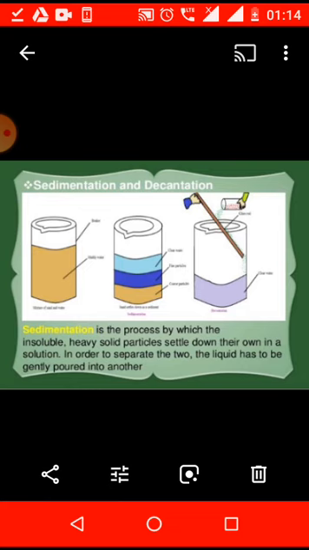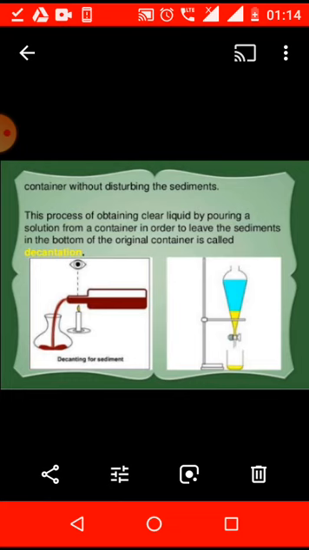And then sedimentation and decantation is the process by which insoluble heavy solid particles settle down on their own in a solution. This is called sedimentation. And then this is also decantation. The process of obtaining a clear liquid by pouring a solution from a container in order to leave sediments at the bottom of the original container is called decantation.